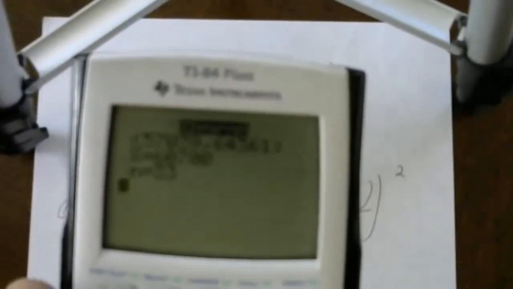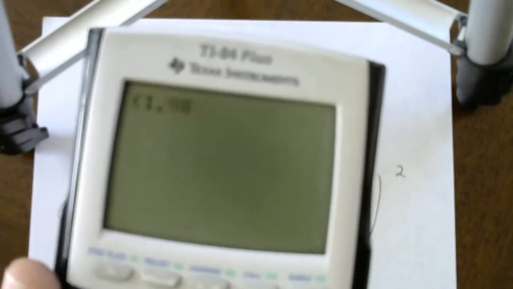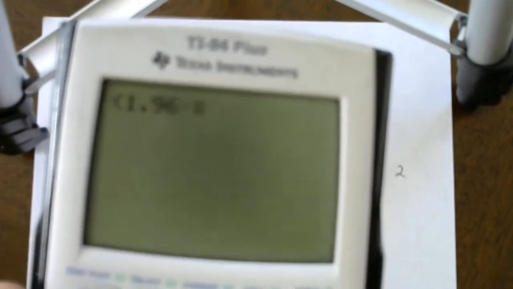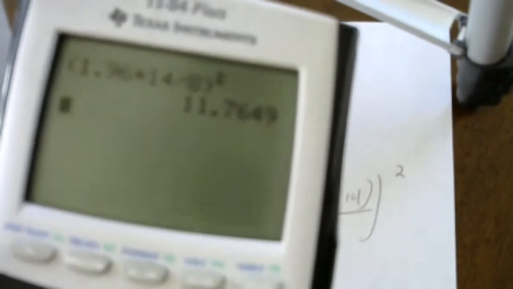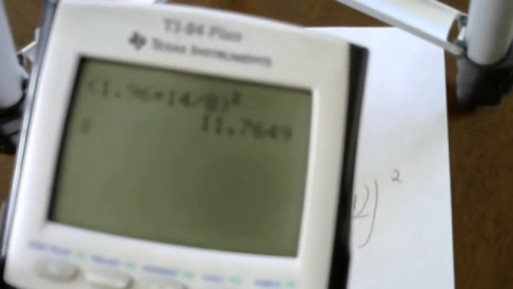So I'm going to put that into our calculator as a begin set of parentheses, 1.96 times 14 divided by 8. I want to close off my parenthesis and square it. We have n as 11.76. And we're going to round that up to the nearest person, which is 12. Our sample size should be 12.